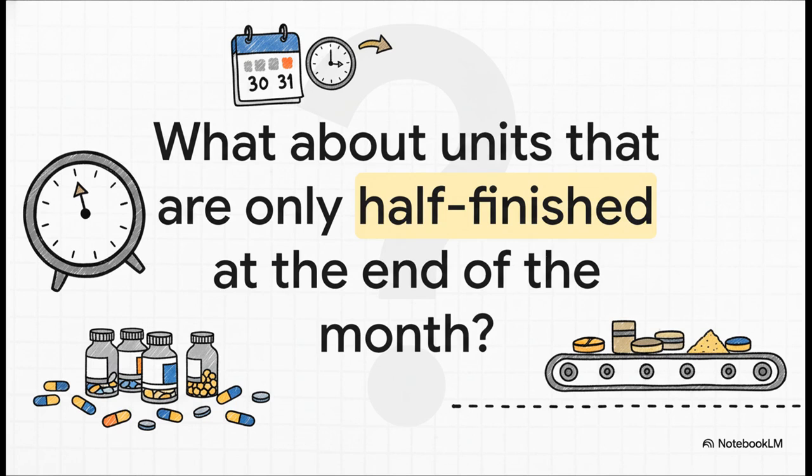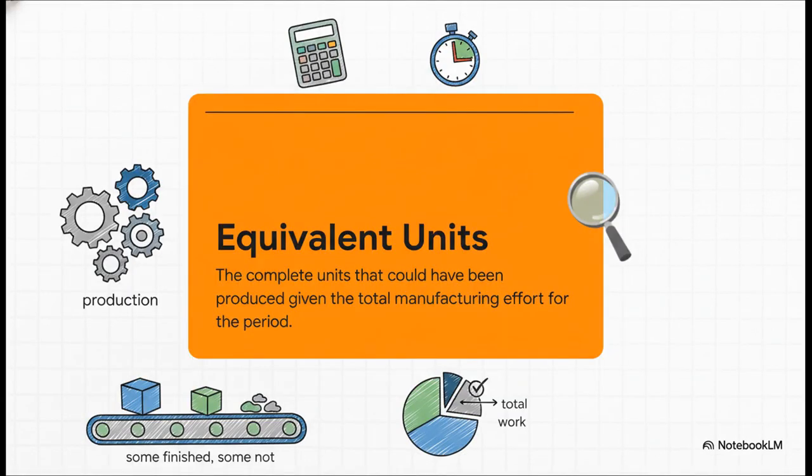Because think about it. What happens when the clock hits midnight on the last day of the month? Over in the encapsulating department, you might have thousands of pills that have all the ingredients mixed, but they haven't been bottled yet. They're not finished. So how do you possibly account for these half-finished units, what accountants call work-in-process inventory? And the solution to this puzzle is this really clever accounting concept called equivalent units of production.